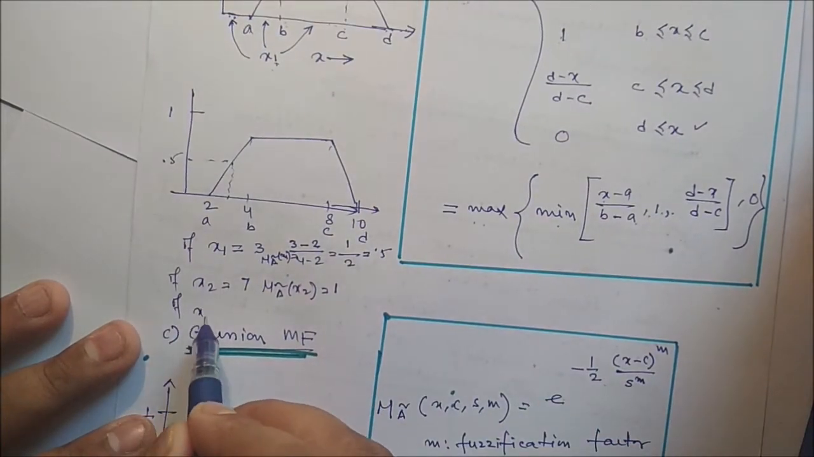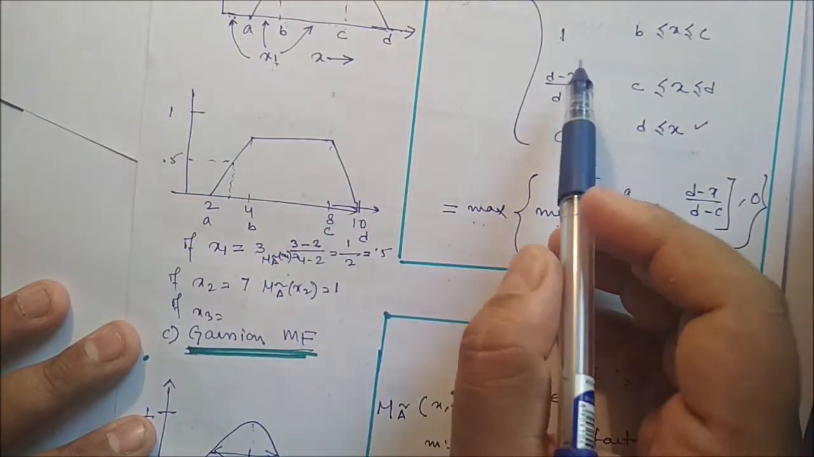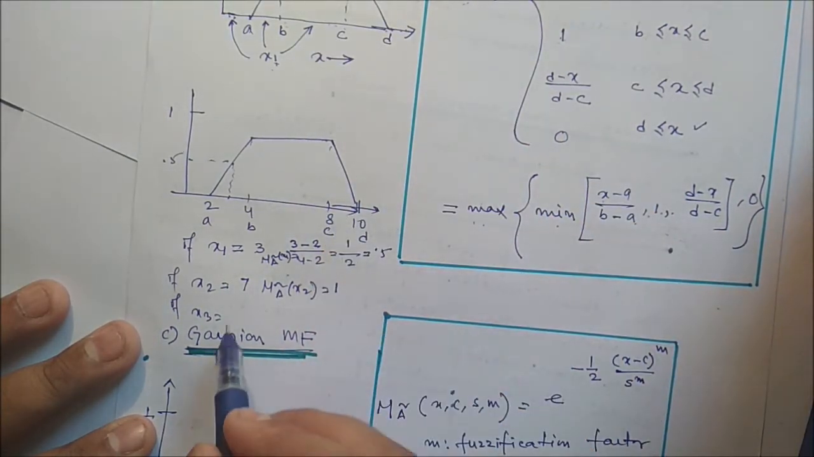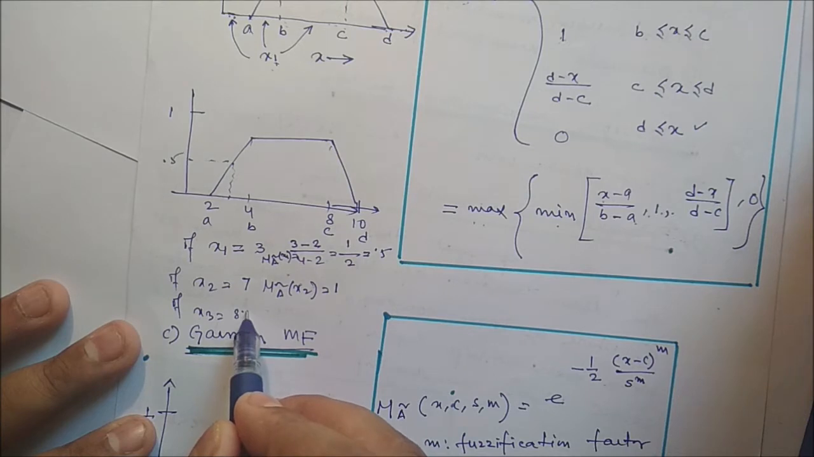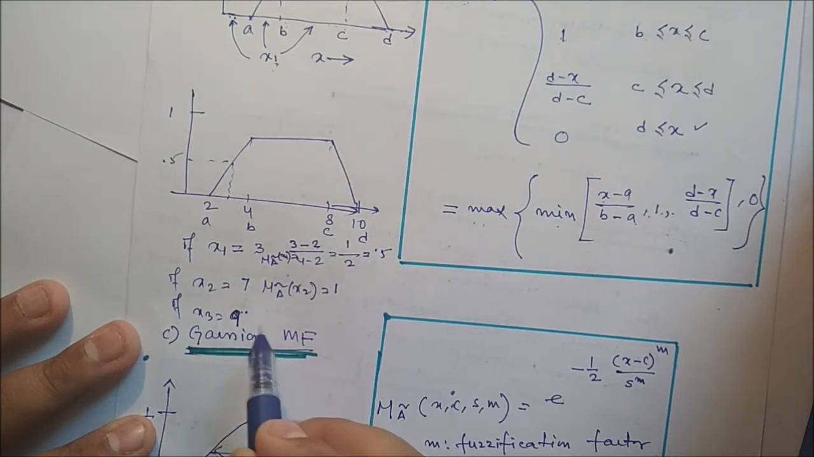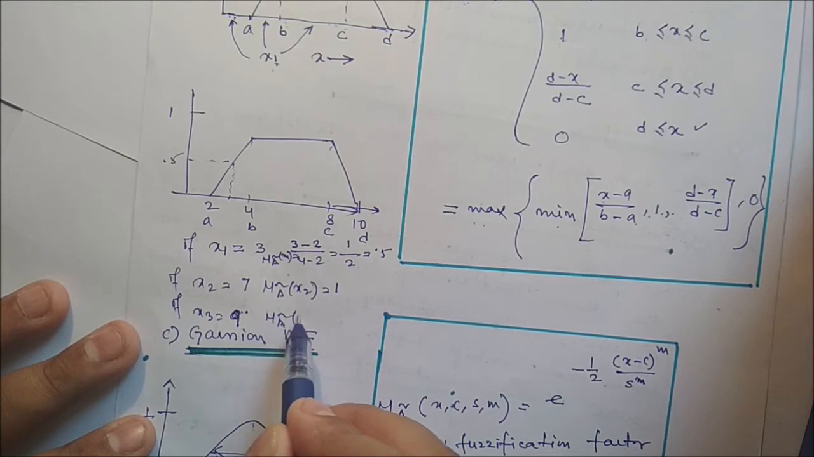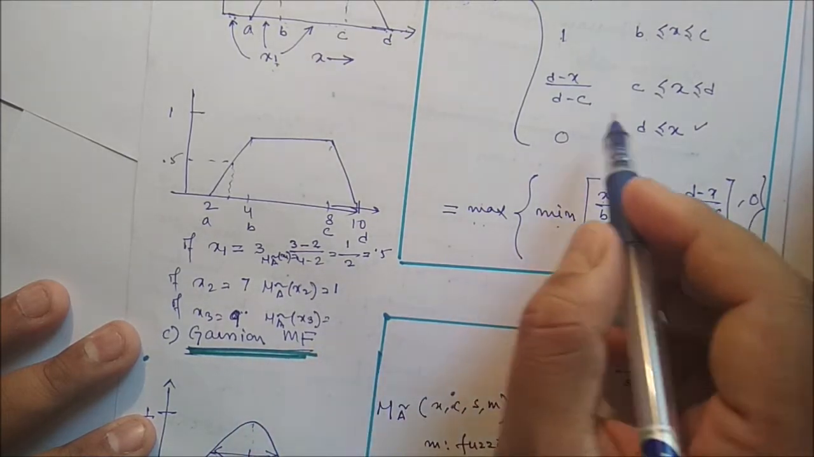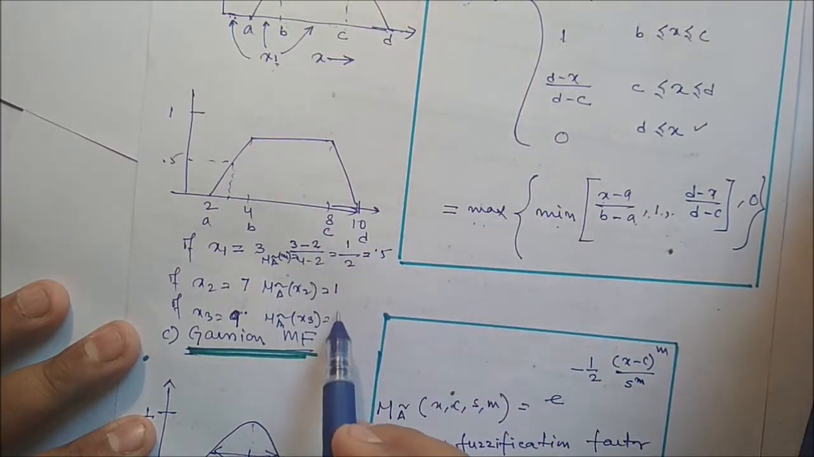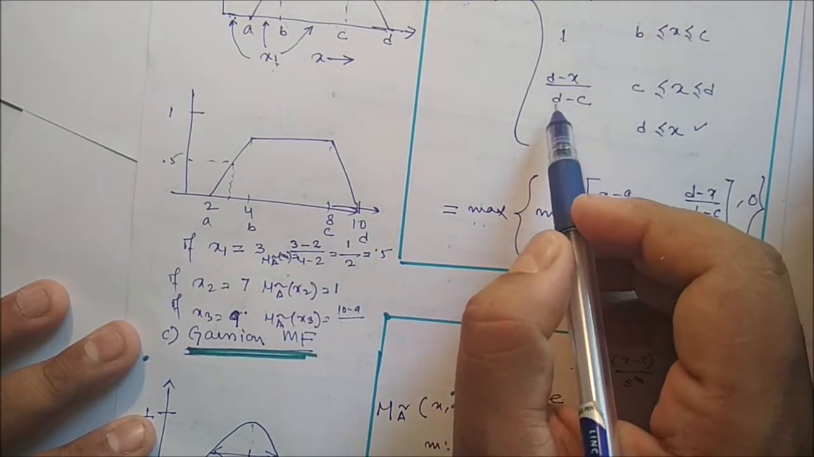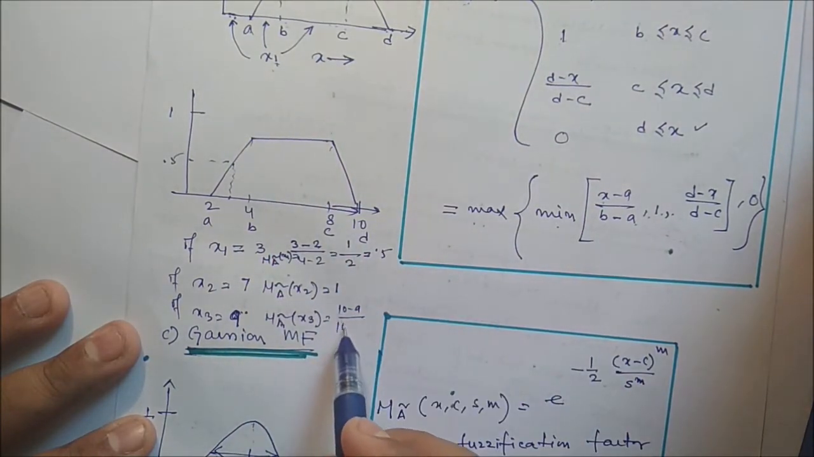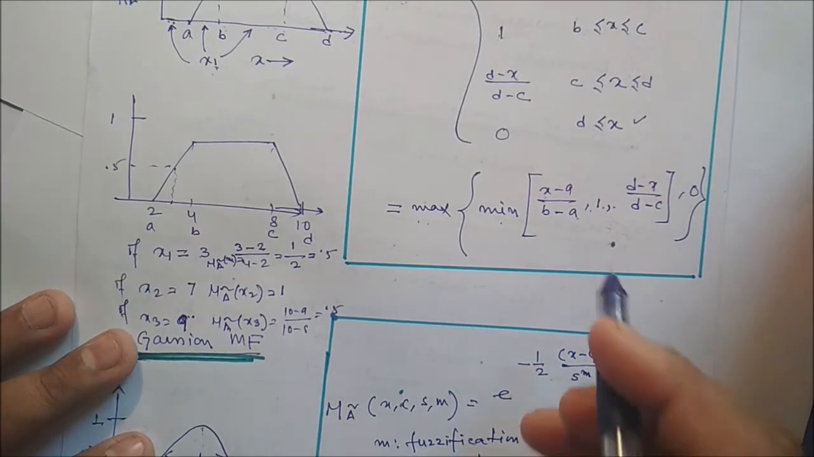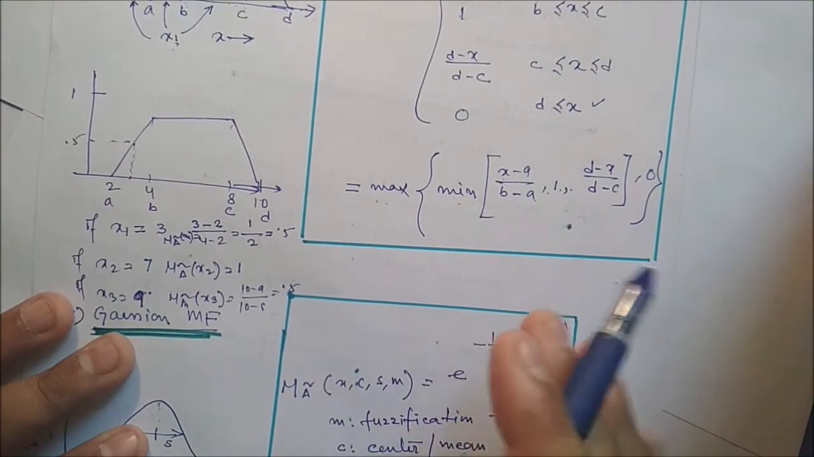Similarly, you can see if x3 is somewhere here, say C is equal to 8, and x3 is 8.5 or say 9. If it is 9, then what should be the membership value? We can say it is d minus x. D is 10, so 10 minus 9 divided by d minus c, which is 10 minus 8. So it is 0.5. Are you getting?